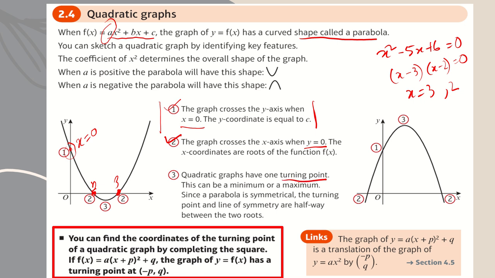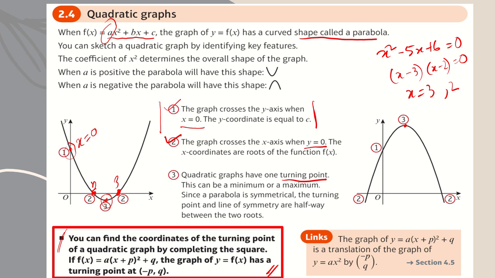Now every quadratic graph will have one turning point. What is a turning point? It is the point where the graph is moving, and at this point it turns to the other side. We call these points turning points. When you sketch a graph, you also need to find the coordinates of the turning point. So how can you do that? This point over here is really important.